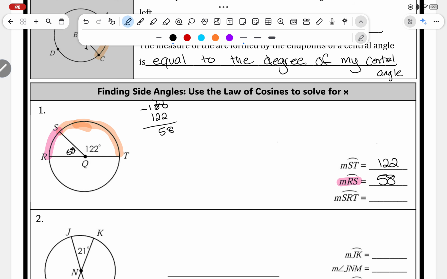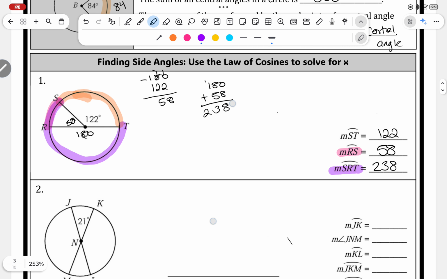And lastly, I'm being asked to find my measurement of arc SRT. I know that a straight line is 180. So if I take 180 and add that to the measure of arc SR, it's going to give me SRT's arc. So I get 180 plus 58, and the measure of arc SRT is 238.